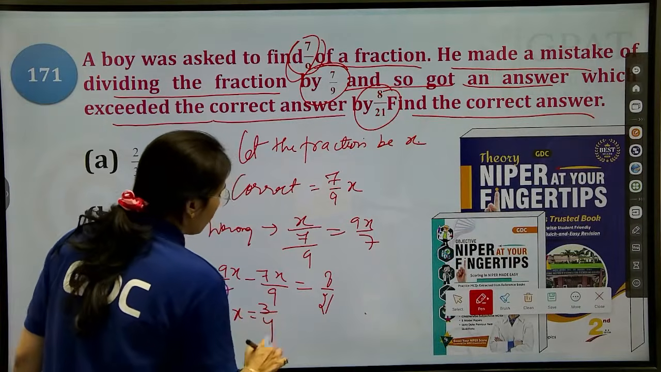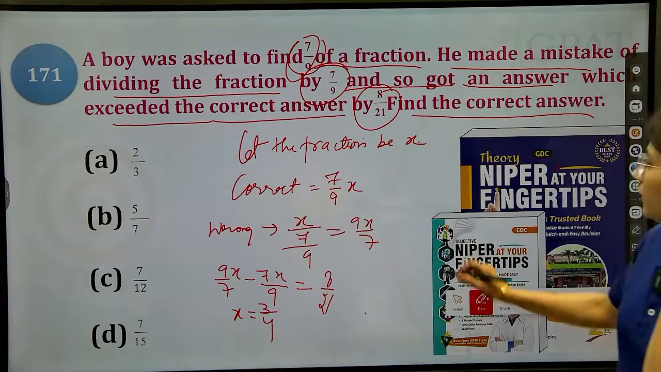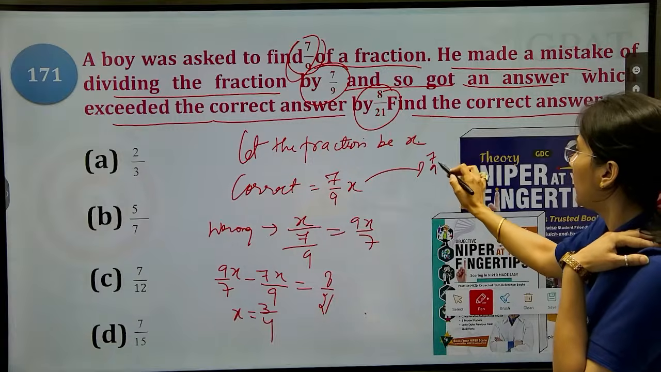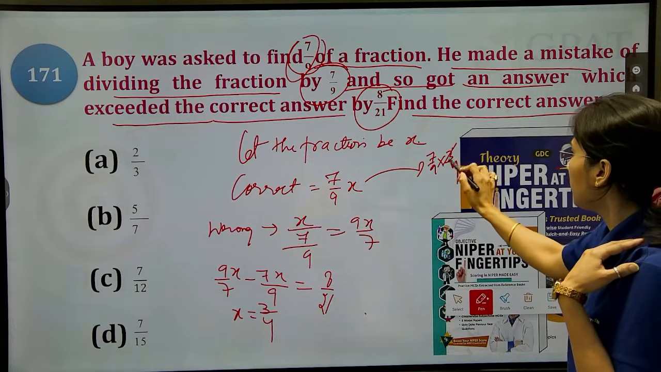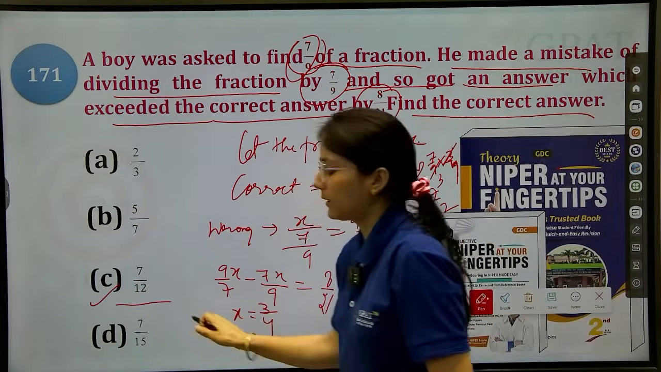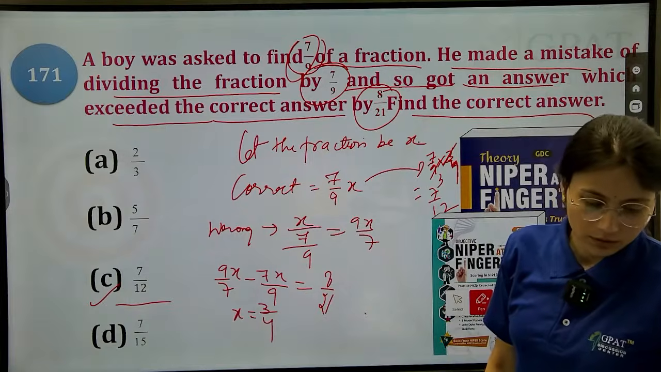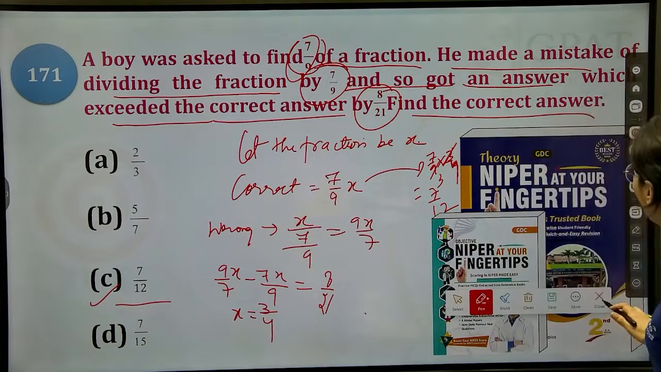x is equal to what? That is 3 by 4. And when you multiply 7 by 9 with 3 by 4, 3 threes are 9, that is 7 by 12. So the answer is option C, that is 7 by 12. Okay. Now move to the next question.